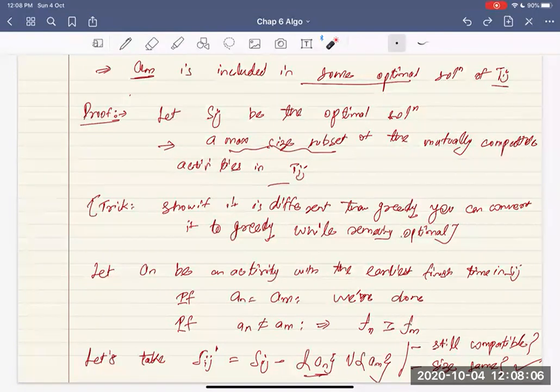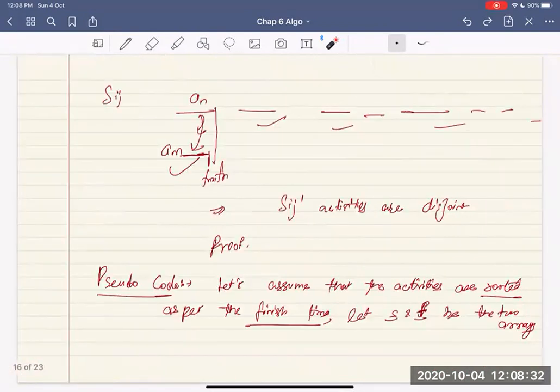So we said, what is the activity with the earliest finish time in Sij? If it is same as Am, we are done. If it is not same, then you try to modify this. Then we said, is it still compatible? Yes. Same size? Yes. So it is still an optimal solution. That means the greedy property that you found has to be in at least one optimal solution. So that's what we did. Then we can talk about the pseudocode for this.